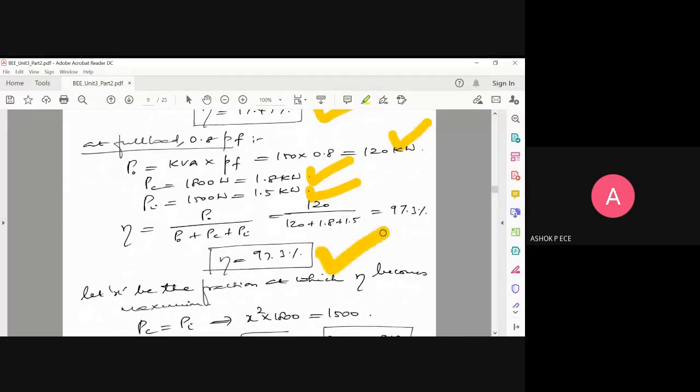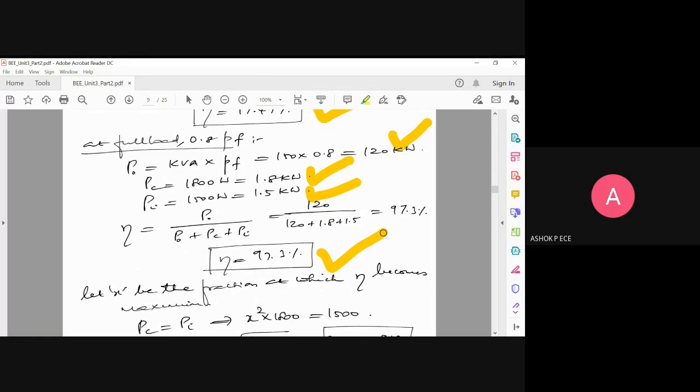Full load means it is the normal thing. No fraction will come. Everything will be straightforward. But only when it is half load, or 0.25 of the load, like that, you have to be careful in finding out the output power and copper loss. First two subdivisions we have done.